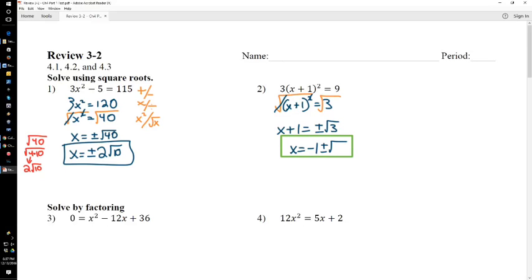Oh, forgot my 3. Can't believe that. Got ahead of myself. Now that is not to say that if we write x equals plus or minus the square root of 3 and then minus 1 out here, that is incorrect. However, this is still technically the proper way of writing it.